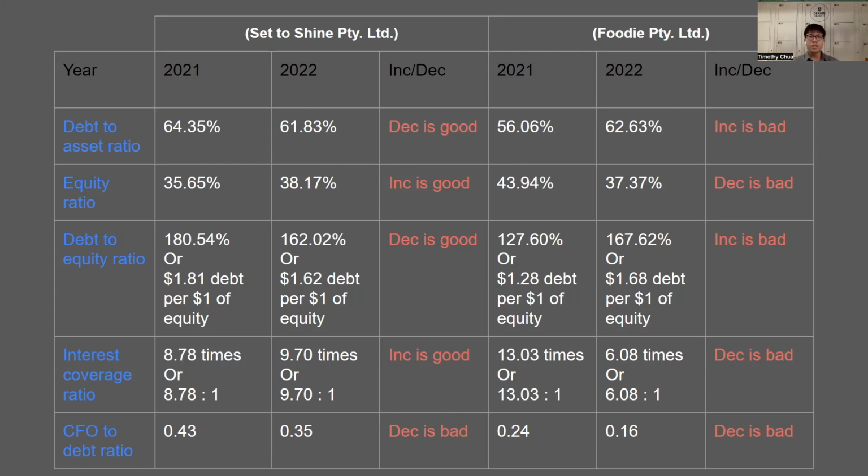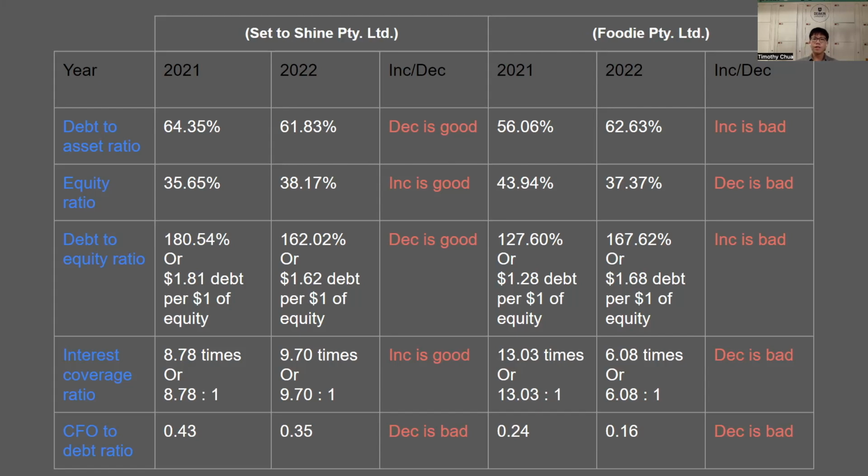Despite these differences in financial position, both companies offer investment opportunities with their own strengths, weaknesses, and growth potential. Foodie has established a presence in the market and diversified product offerings, which may make it a more stable investment option. As of June 30th, 2022, its share price was $35.78, and its dividend yield was 2.60%. Set to Shine, on the other hand, has a higher dividend yield of 5.75% as of the same date, but its share price was only $1.03.